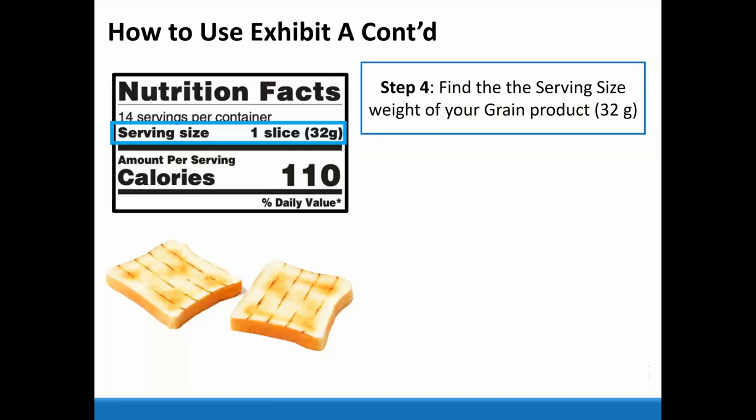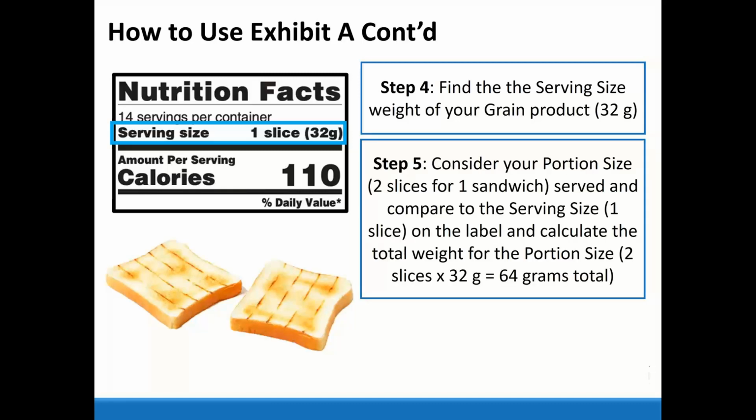When you are reviewing the nutrition facts label, though, you will want to consider the portion size that you're serving your participants. This will be step 5. If you're serving a full-size sandwich, it usually contains 2 slices of bread. If you're serving 2 slices of bread, you want to make sure that you're taking the serving size on the label and multiplying it by 2. 32 grams times 2 equals 64 grams total. The total weight of the item served will be 64 grams.